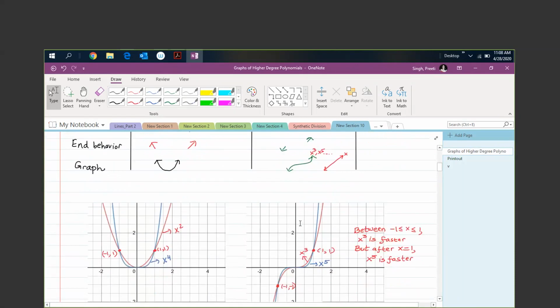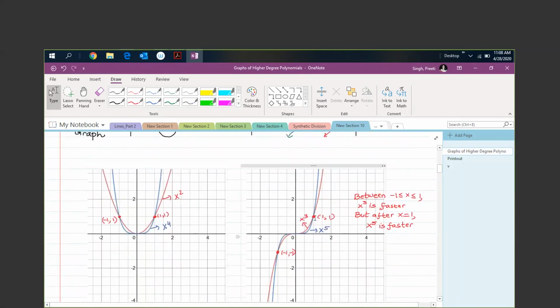Let's look at the difference between the two graphs that I have drawn here. In the first one, I have drawn x square and x to the 4th power. The red function is your x square and the blue function is your x to the 4th. If you look closely, what's the difference? This point right here is your -1 and right here is your 1. Between -1 and 1, x to the 4 is lower than x square.